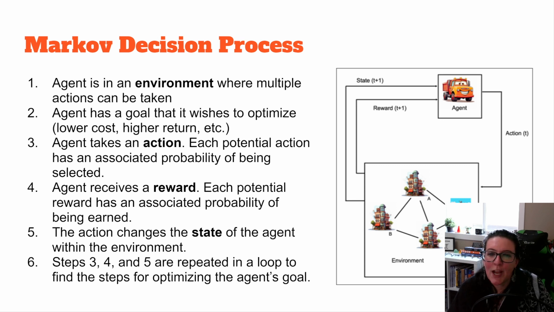The action will change the state. The truck is no longer at home. The truck is now at location A. And so in this new environment, then the agent still has that goal to optimize something. And so then we'll take the next action. That next action has an associated probability with being selected and a reward if it is. And so we move through. When we iterate through, you can see here on this visual, is that you start with time t, and then you go t plus 1, t plus 2 as we iterate through the process.